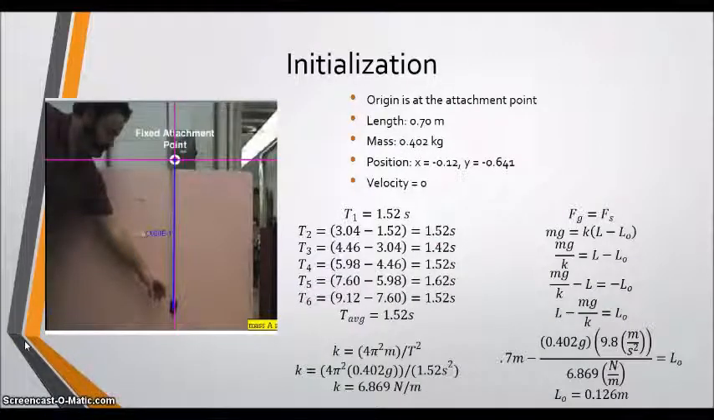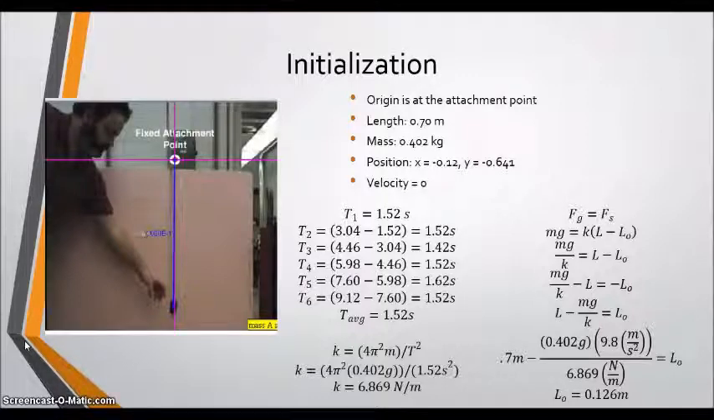For the initialization of our model, the length was found to be 0.7 meters, the mass was found to be 0.402 kilograms, and our initial position was x equals negative 0.12 meters and y equals negative 0.641 meters. Our initial velocity was 0. Using this and the equations shown on the previous page, we found that the average period was 1.52 seconds, and we used that to find our K, which was 6.869 newtons per meter.